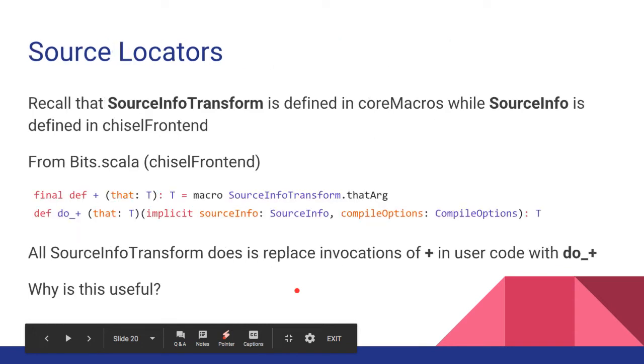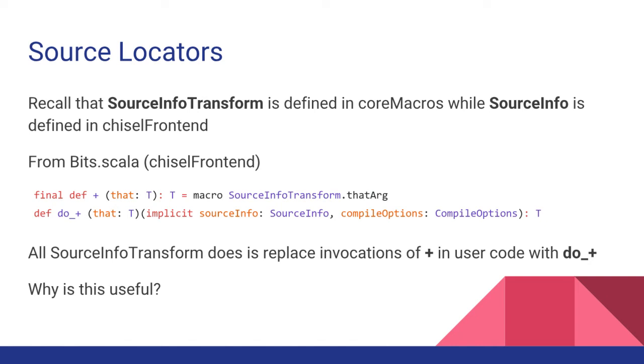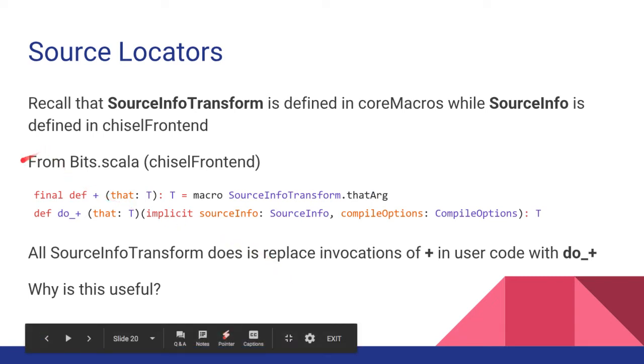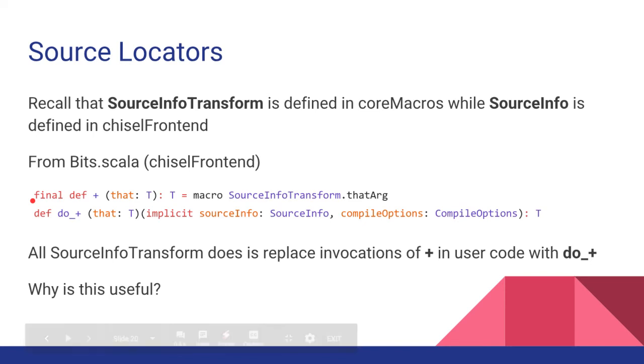All right, source locators. I mentioned that we have the source info transform, which does not make the source locators. So what does it actually do? If you look at Bits.scala, which is in the Chisel front end, src/main/scala/chisel3/core, you'll see final def +(that: T). This allows you to add two UInts, or two Bits. And then it has this weird thing, macro SourceInfoTransform that arg. And you're kind of like, what the hell is that?